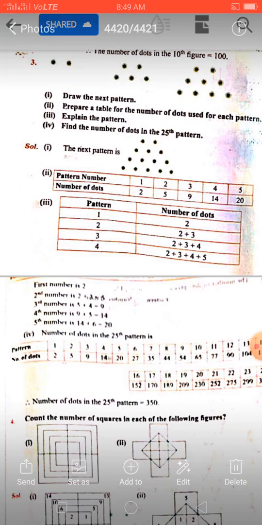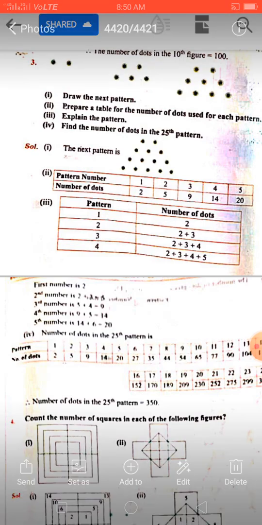So then the next question is, first one is a double dot, and then below the double dot there are 3 dots, and then below that, 4 dots. So look at the pattern. First a double dot, and then below the double dot there are 3 dots, and then below the 3 dots we have 4 dots. After 4 dots we have how many dots? 5 dots. That is a simple one. So draw the next pattern. First question, draw the next pattern.